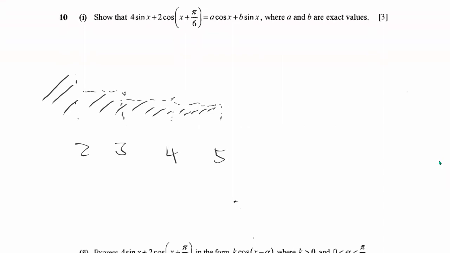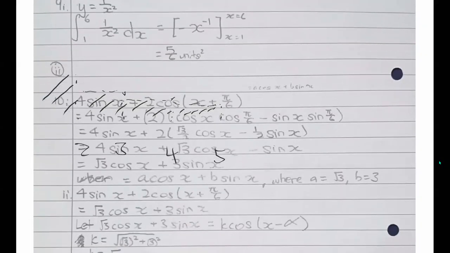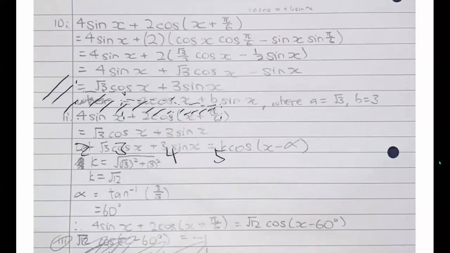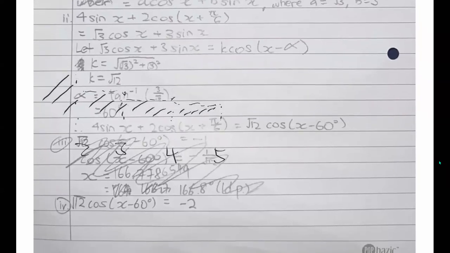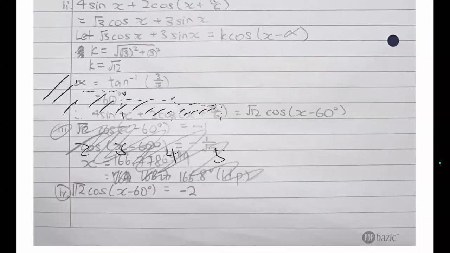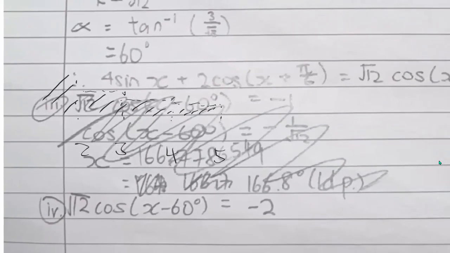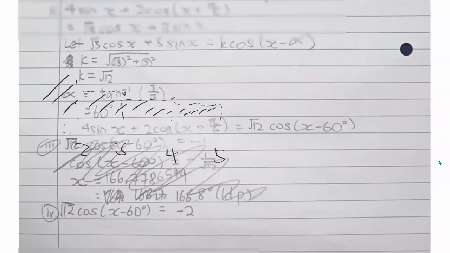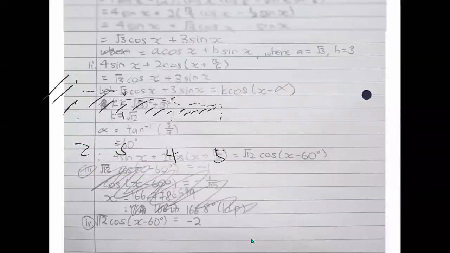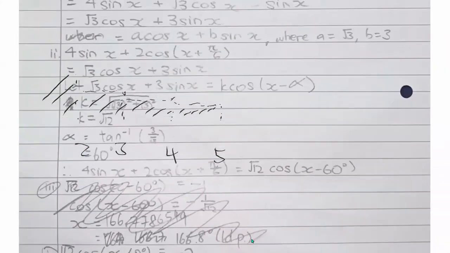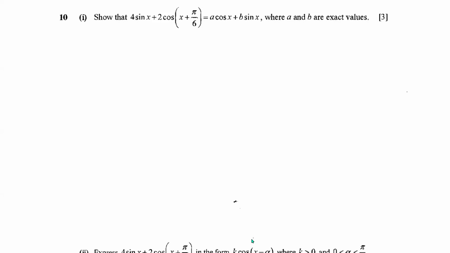Okay, moving on. Let's see. Question 7, what we have. Okay, this is good. Part 2 is good. Part 3 is almost there. What are you doing over here? You multiply by root 12, right? You copy down root 12 cos(x minus 60) equals to negative 1, right? I just know it's wrong. Let's see. You're almost there.